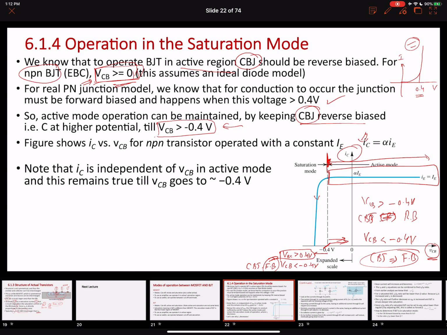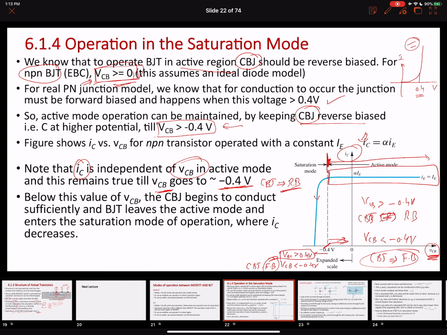Okay, so we discussed that our collector current is independent of the collector to base voltage as long as the collector to base junction is reverse biased, or the value of VCB is greater than or equal to minus 0.4 volts, right? Okay. And then we saw that as we decrease this value further, as we go below it, our current will sharply decrease as our collector to base junction will start to conduct and become forward biased.